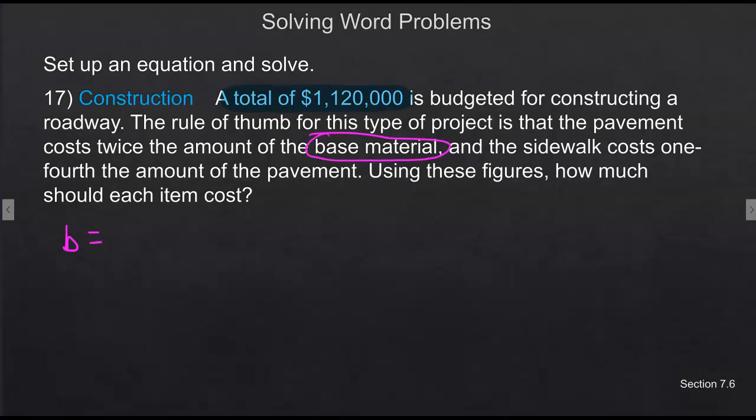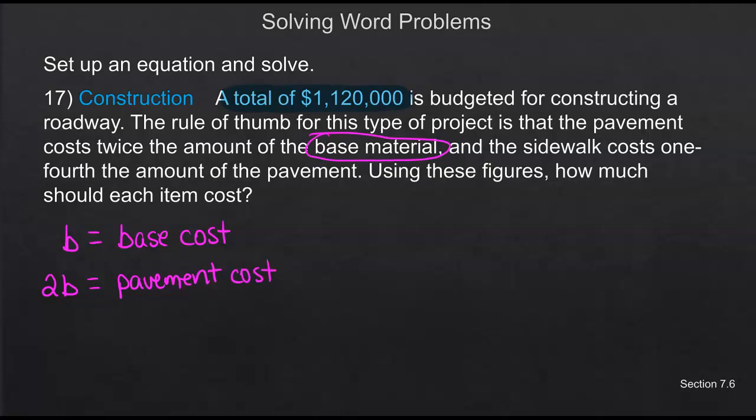So B is the cost of the base, right? Base cost. Because then it said the pavement costs twice the amount of the base, right? So that means that the pavement is going to be 2 times the base, and that's the cost for my pavement.